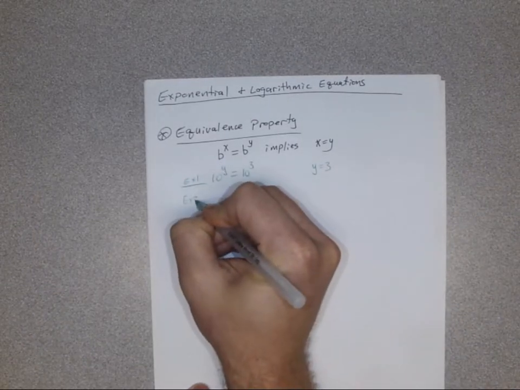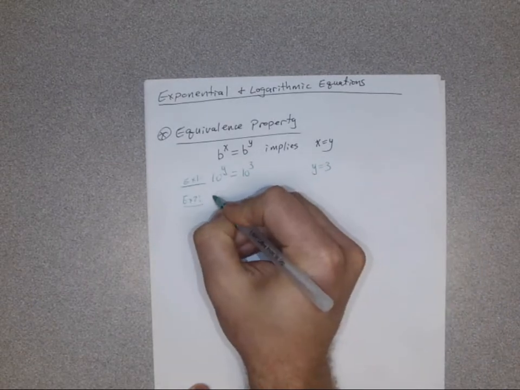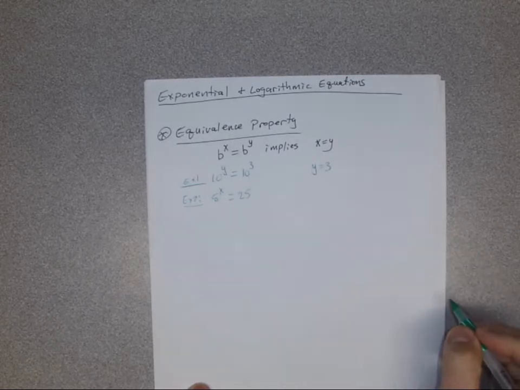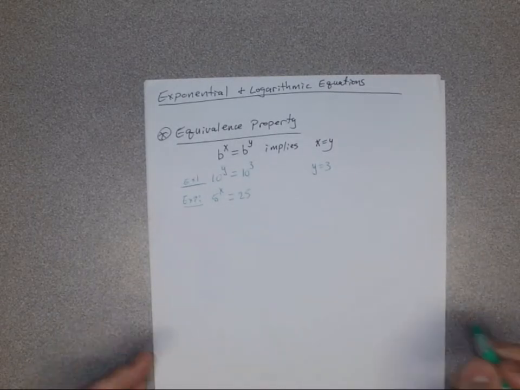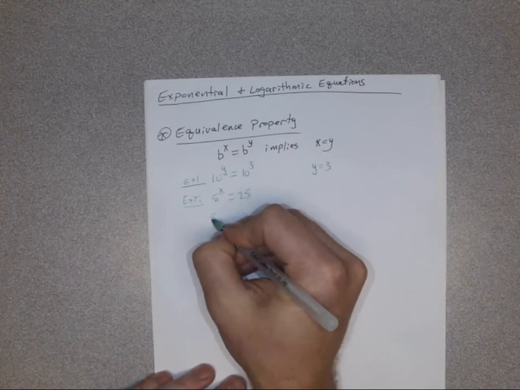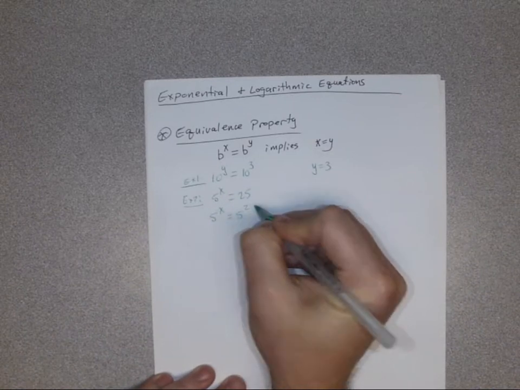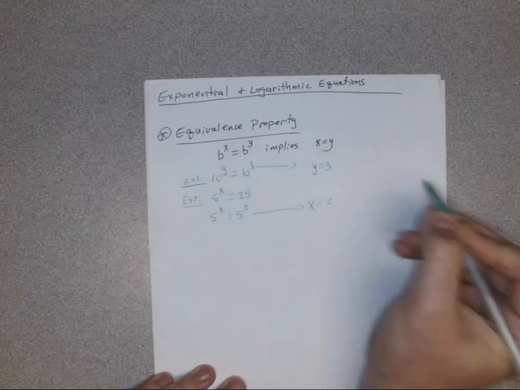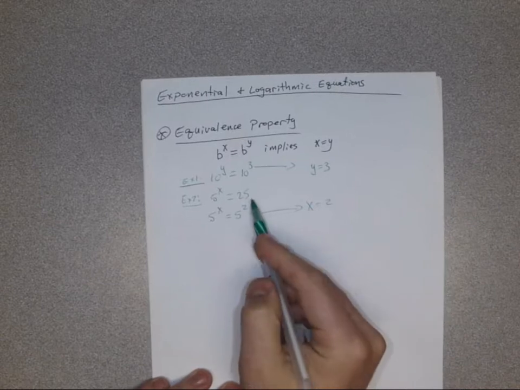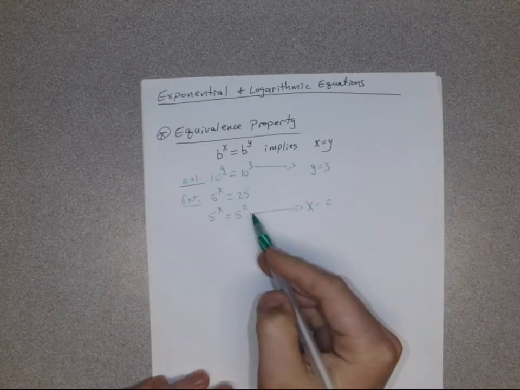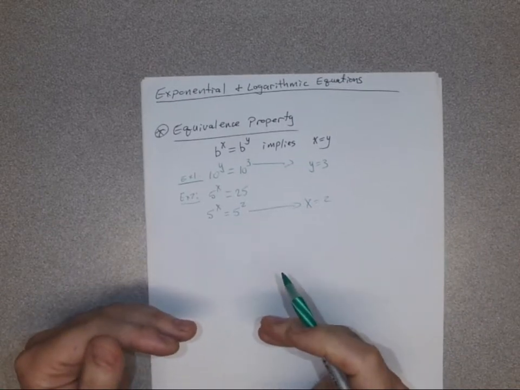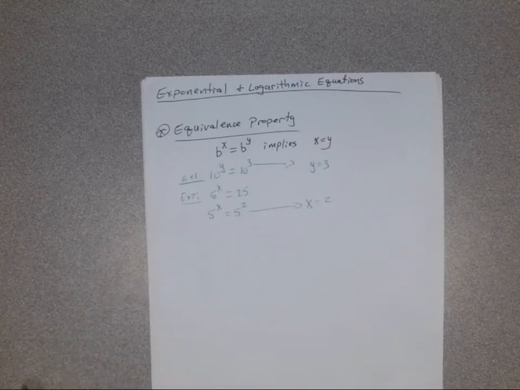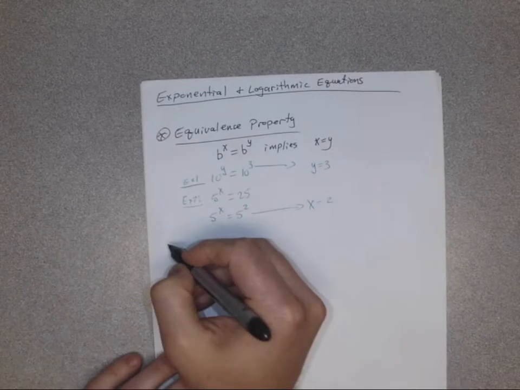Example 2, we've had something like this. 5 to the x is equal to 25. That doesn't do a lot for us here, but if we rewrite it as 5 to the x is equal to 5 squared, well, that implies that x is equal to 2. You could have told me off the top of your head that this was 2, but we're going to get into some examples later where this equivalence property is going to be essential. And in fact, that's going to be the first example we're going to look at. So we'll call this example 1.